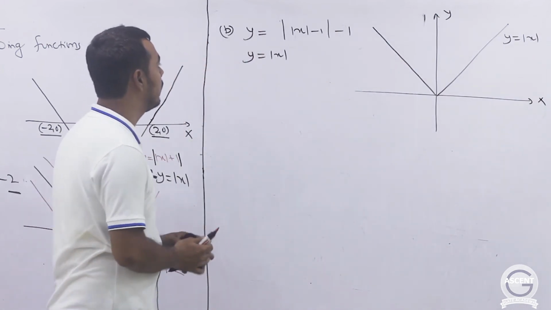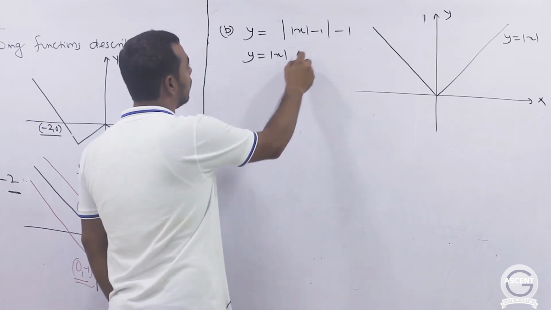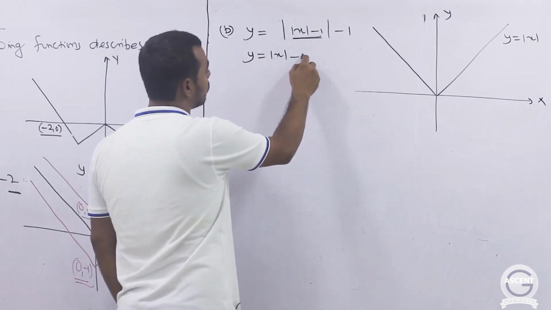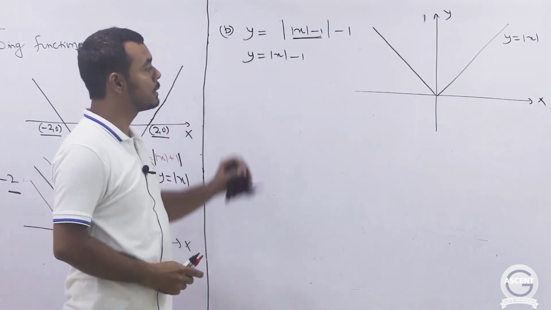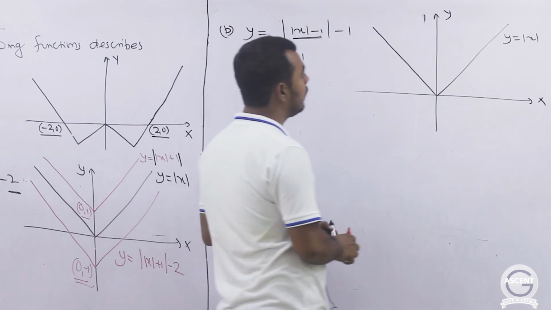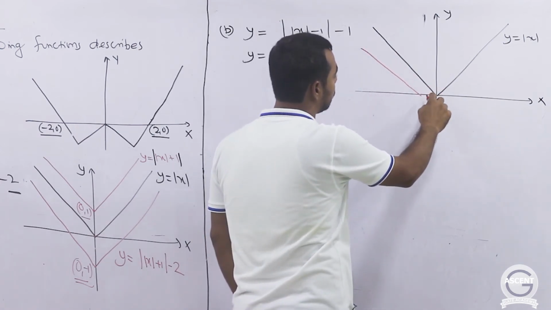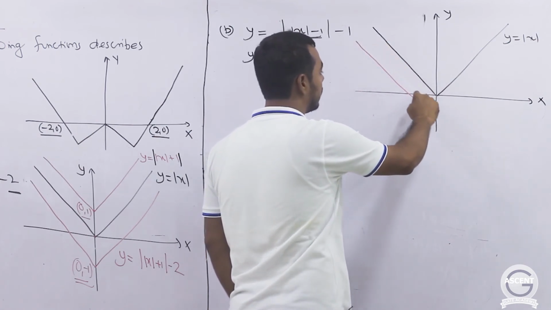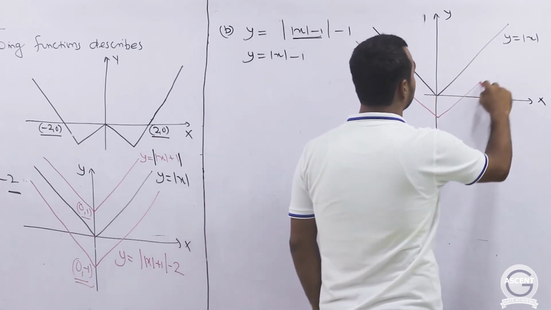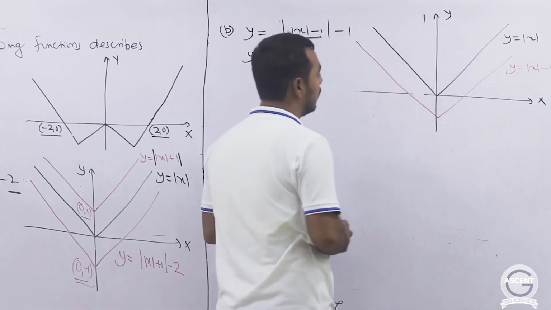Now we need to draw the graph of the function mod x minus 1, right? We have mod x minus 1 here. So this means shift the graph by 1 unit towards negative y axis. The graph that you are going to get will be a line parallel to this line. So you will get a graph something like this. This is your graph of y equals to mod x minus 1.